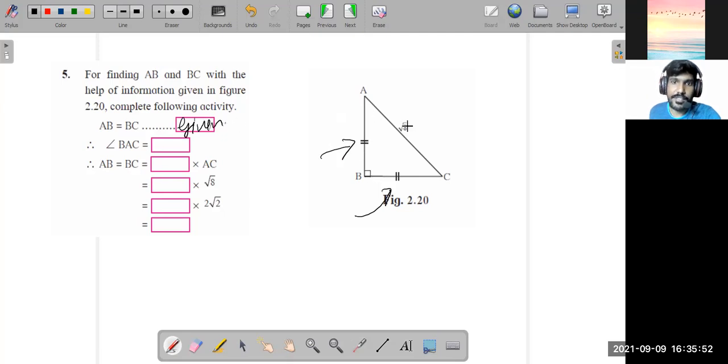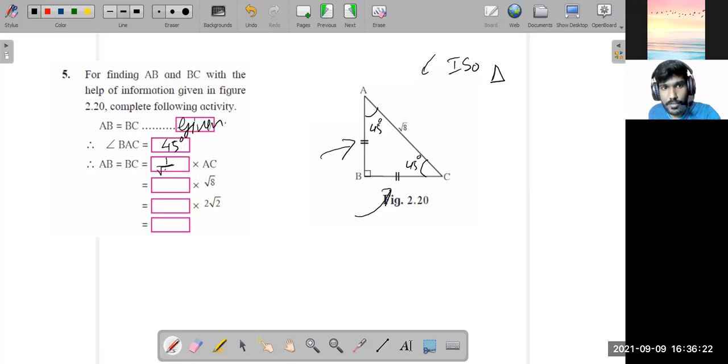Angle BAC. Now what will be BAC? Since these two sides are equal to each other, these two angles are equal to each other. So this becomes an isosceles right angle triangle, and in an isosceles right angle triangle, the angles will be 45 degrees. So this is 45 and this is also 45. And you know, the side opposite to 45 degrees is what?